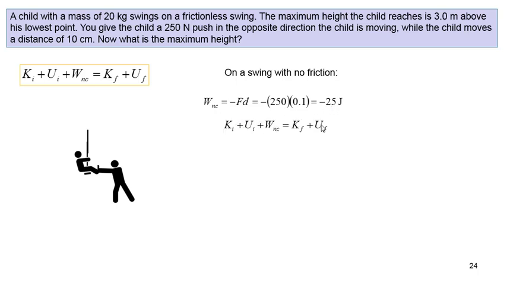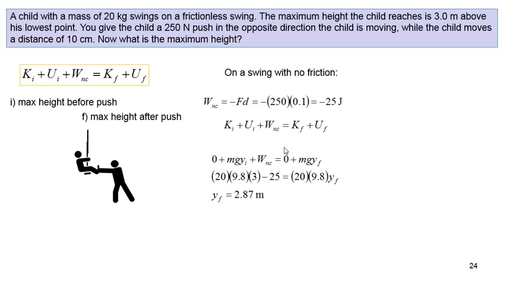I'm still going to use this expression. My events are still going to be when I'm at the maximum height before the push, and my final event will be when I reach a maximum height after the push. So it will still be the case that K i and K f both equal 0. But now the work done by the non-conservative forces is negative. That's taking energy out of the system, and so you reach a smaller height than you had before.